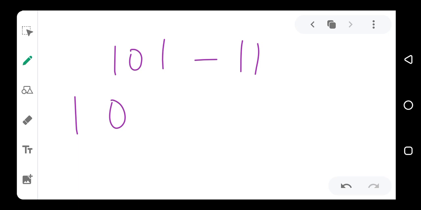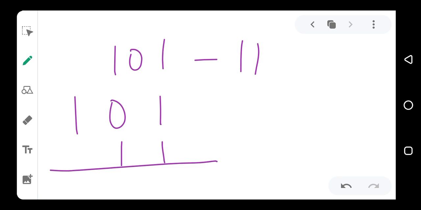So if we want to do 101 minus 11, see how we do it. We first of all start again by arranging it. We say 101. We make sure that we put the first one and put the second one. We don't start from this side, we start from here. Okay, so we now have this.